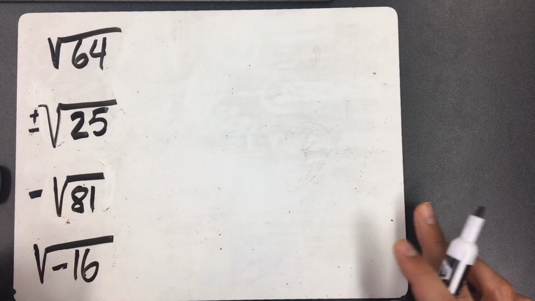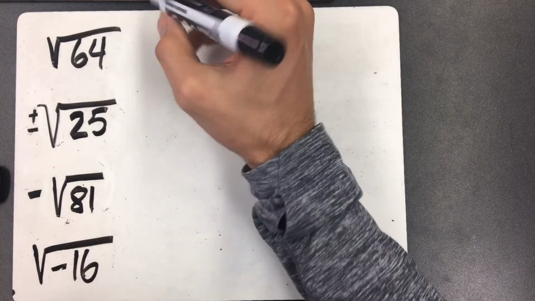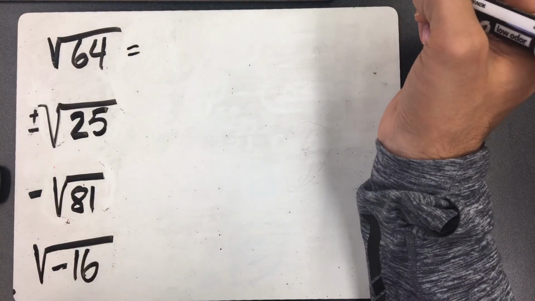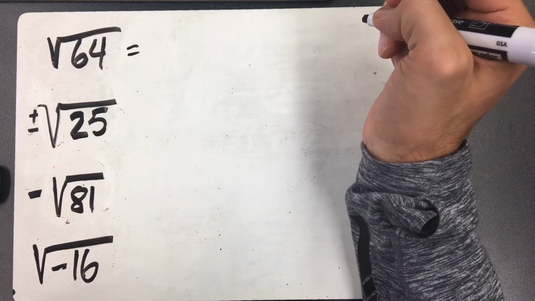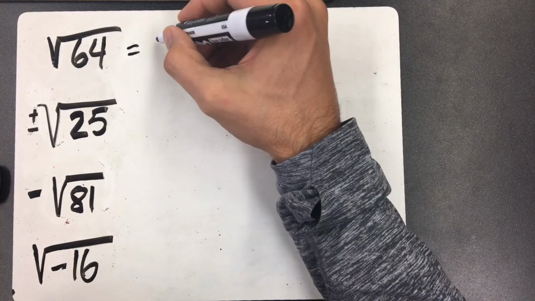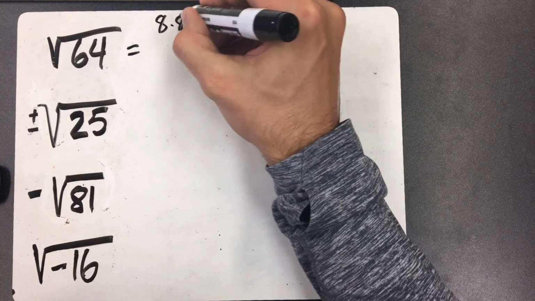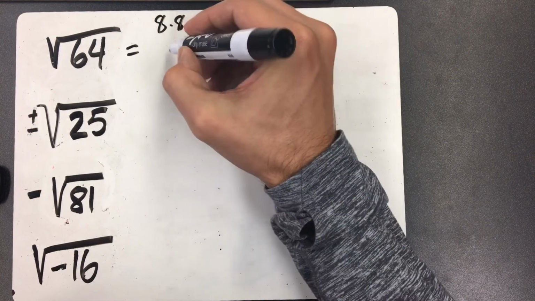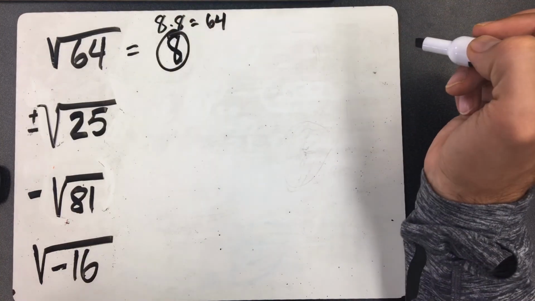Here are what some square roots look like. We'll start easy. What number times itself equals 64? There is a square root button on your calculator, but let's be honest, most of us know 8 times 8 equals 64, and so our answer to this one is 8.